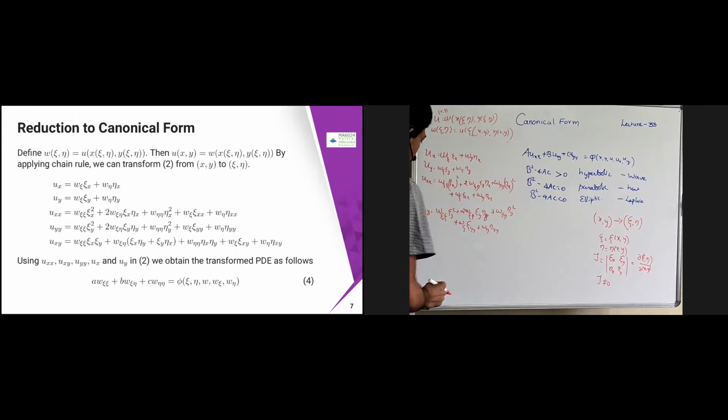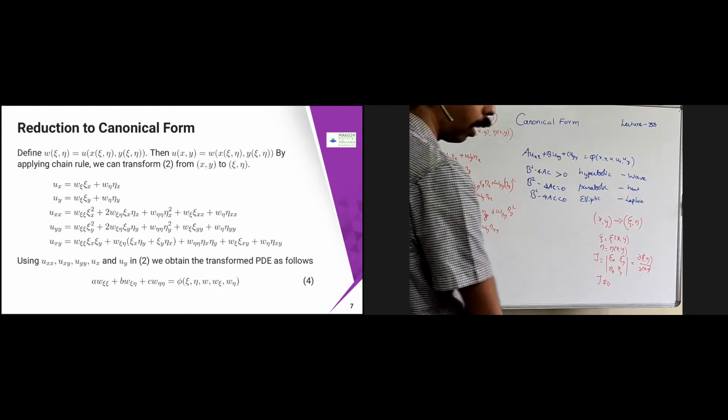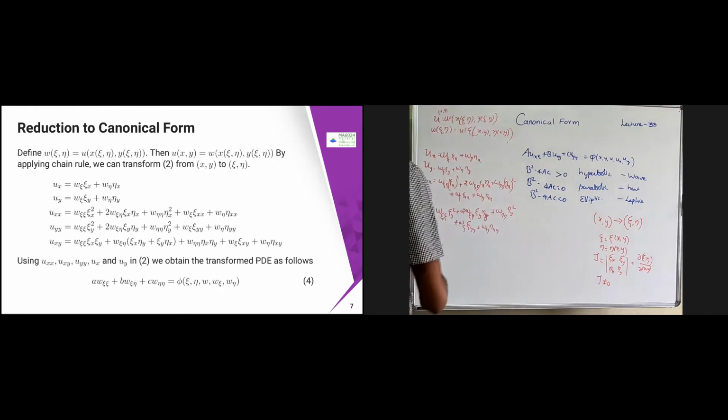Okay, so u of x comma y is going to be a little different, because you will not get u chi eta x. One is going to be chi x eta x, another is going to be a chi x eta y combination. We will not get the same thing. So what I'm going to do is that u chi will be the same.